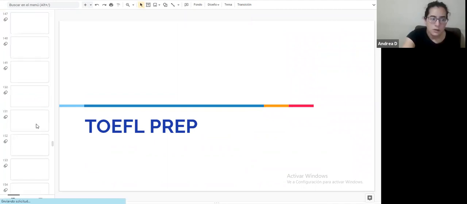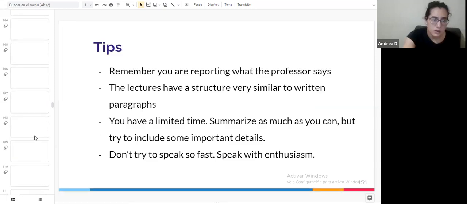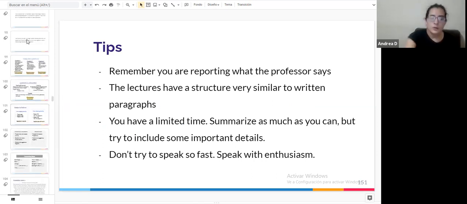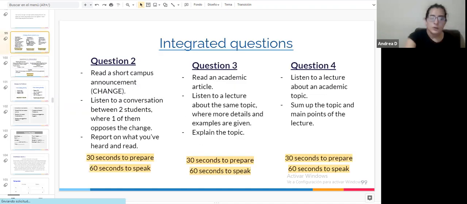Okay, guys, so today we'll be working on the speaking section, and we'll start with task 2. In the speaking section, you will have one independent question and three integrated ones. What I mean by integrated is that they're not really going to ask you about yourselves. They will ask you about something else. You will be given a certain material and asked to summarize it. So that's what integrated means.